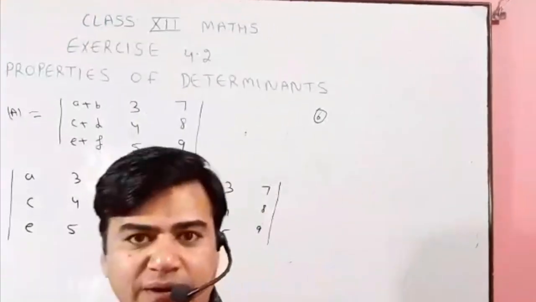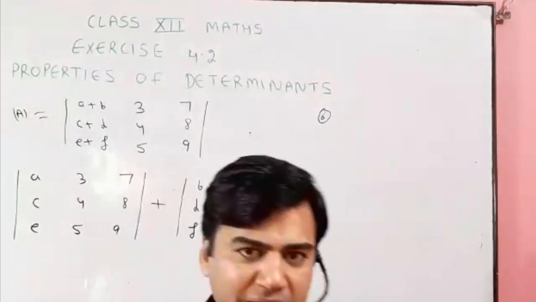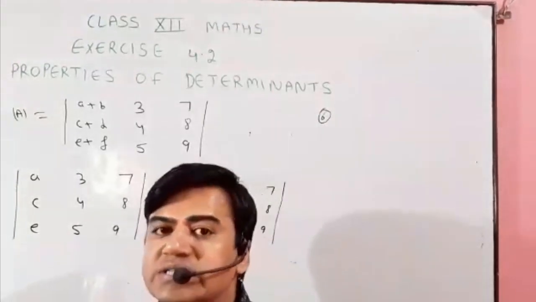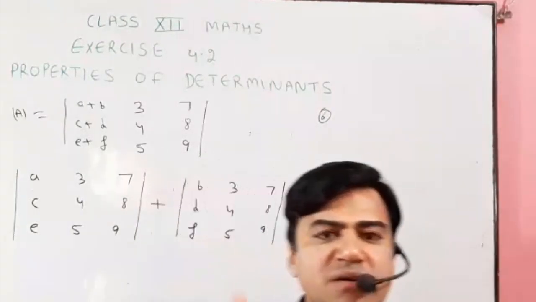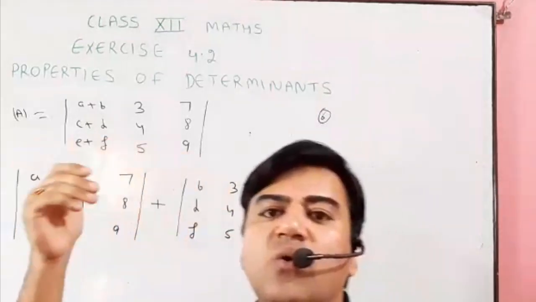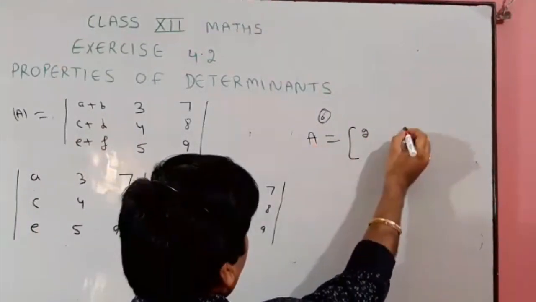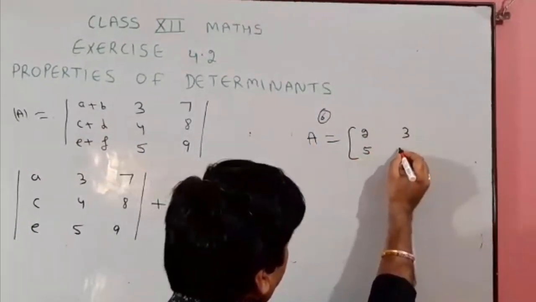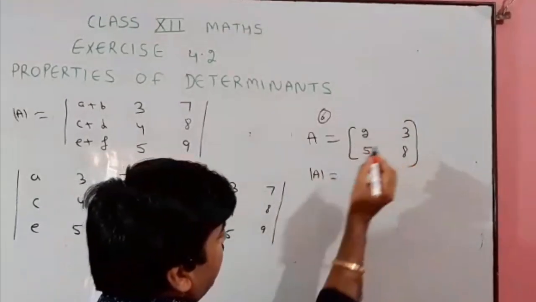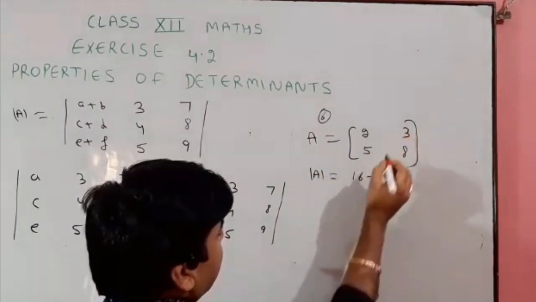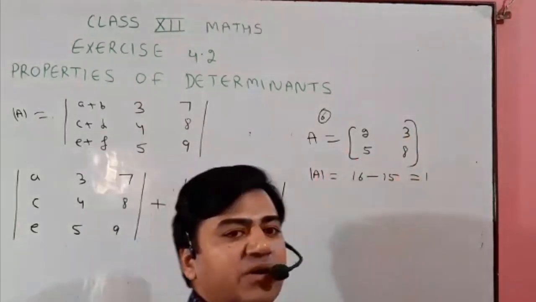Property 6 states that the value of a determinant will remain unchanged if to any row or column we add some multiple of any other row or column. Listen. Suppose this is a matrix A, 2, 3, 5 and this is 8. Let us find its determinant. Determinant A is equal to 2 times 8, 16, minus 5 times 3, 15, which is equal to 1.